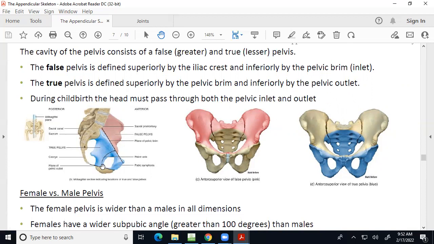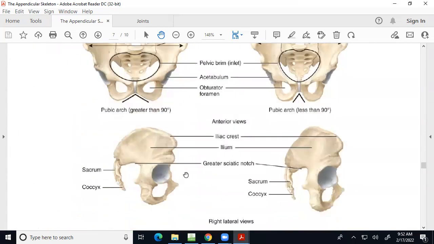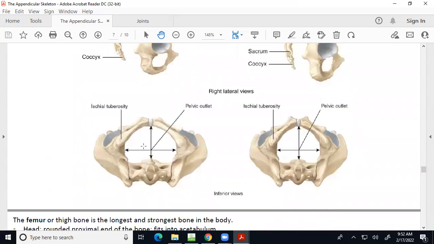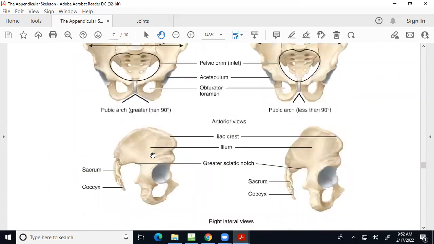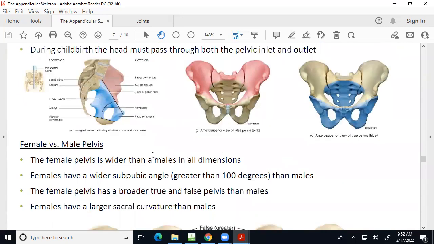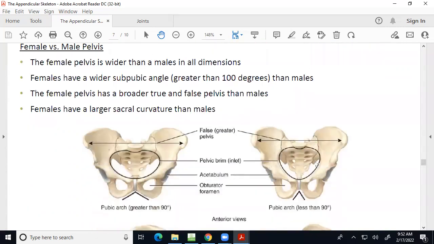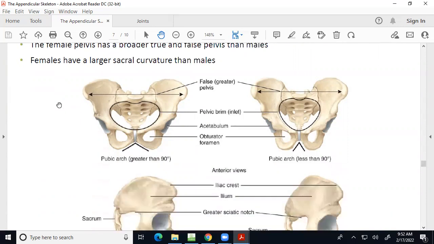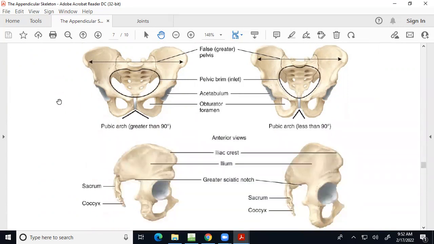And why this is important is because during childbirth, this space here, and you can see it in here from our inferior views, is the opening that a baby must pass through if a female is giving birth the vaginal way instead of through a C-section. It is possible in women because women have several different features to their pelvis than men do. In all different dimensions, the female pelvis is going to be wider. Looking at our different images, we've got females on the left and then males on the right.